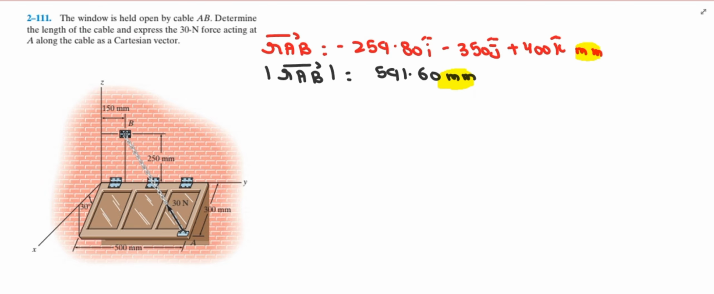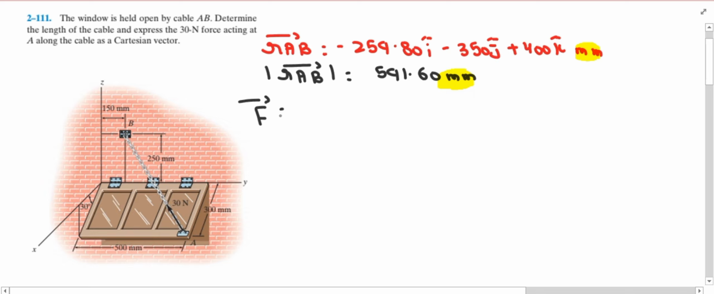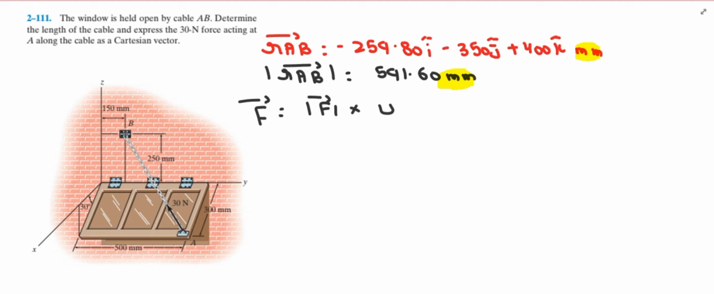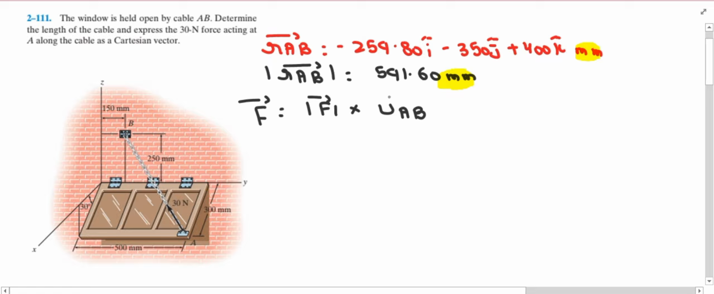Now we know that the vectorial form of force F is equal to the magnitude of force F times the unit vector, and the unit vector represents where your force is actually acting. Our force is acting along the cable AB, so that's why I write the AB unit vector here. According to the question, the magnitude of force F is 30, times the unit vector, and the unit vector is the vector upon its magnitude, where the vector is the position vector and the magnitude is the position vector magnitude.